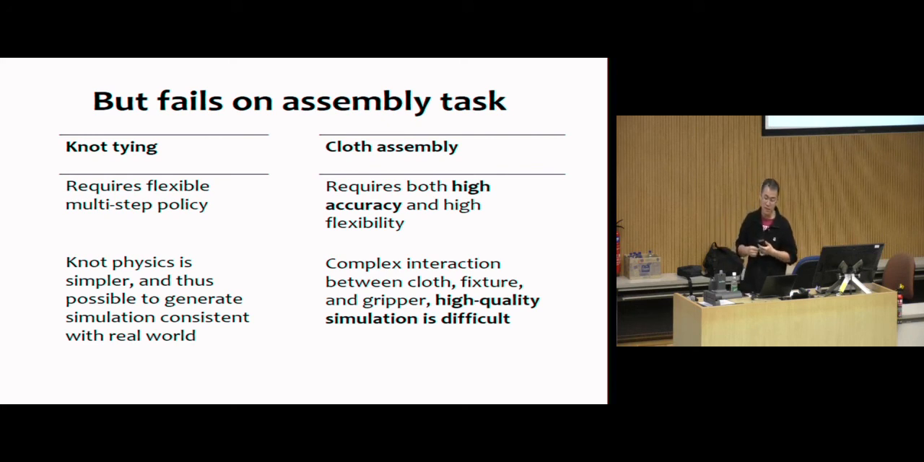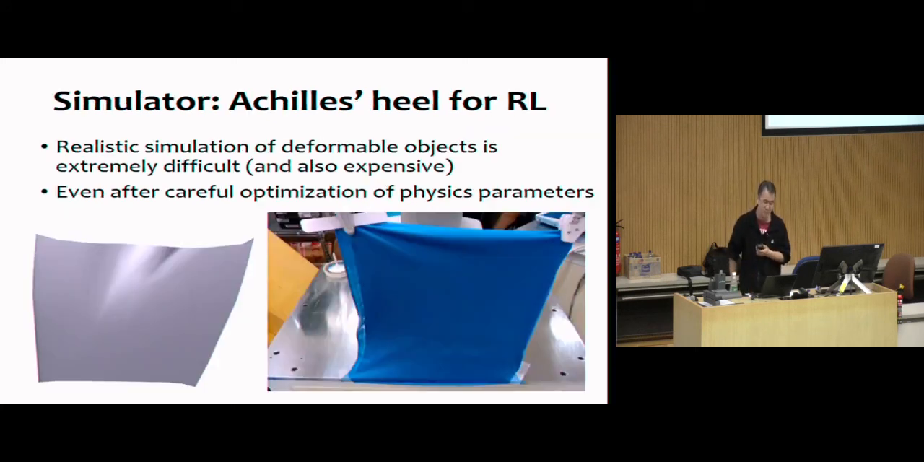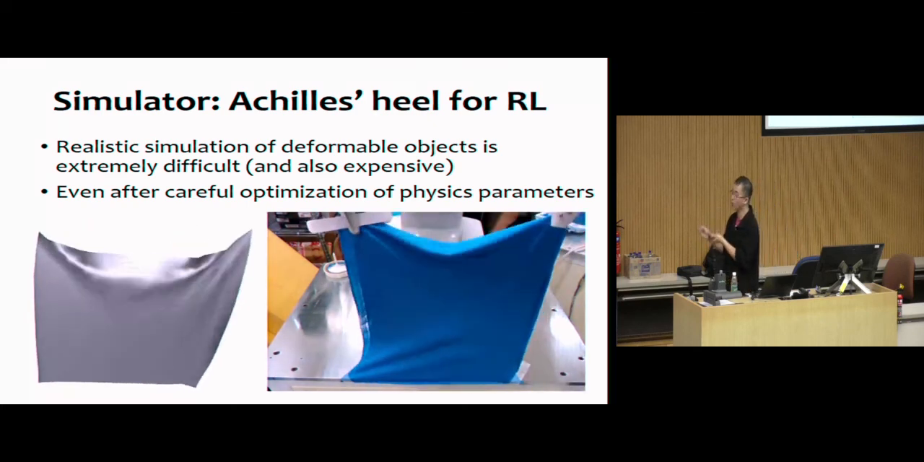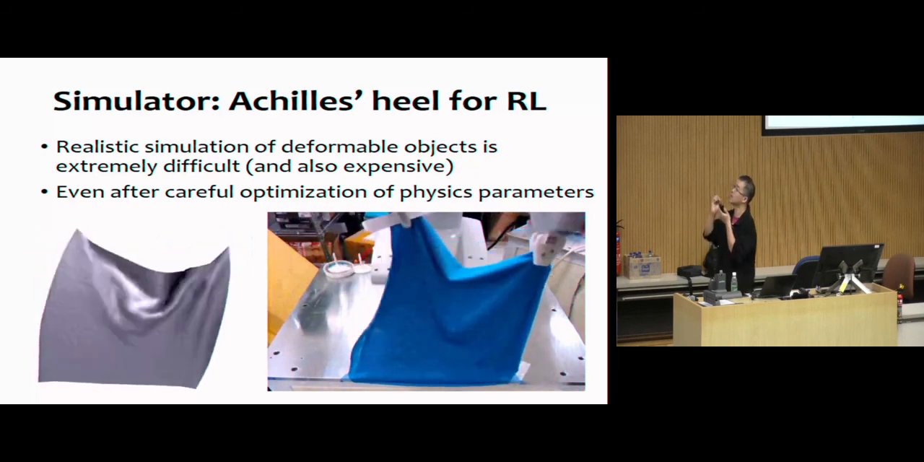However, in a closed assembly, you need to model very complicated interaction between the cloth, fixture, gripper, and also the other environments. So then it is relatively difficult now to accomplish a high quality simulation. Okay, so we indeed did something before. Basically, we try to make sure that the simulation and the real world give the same result.